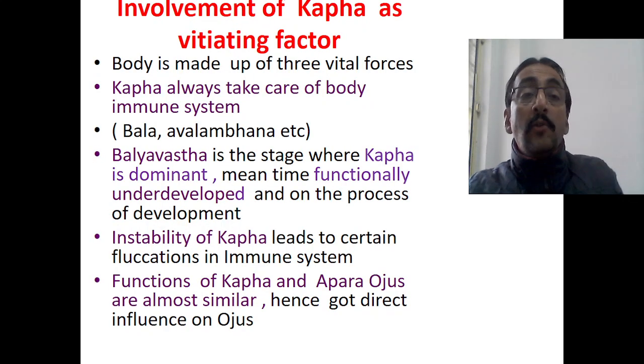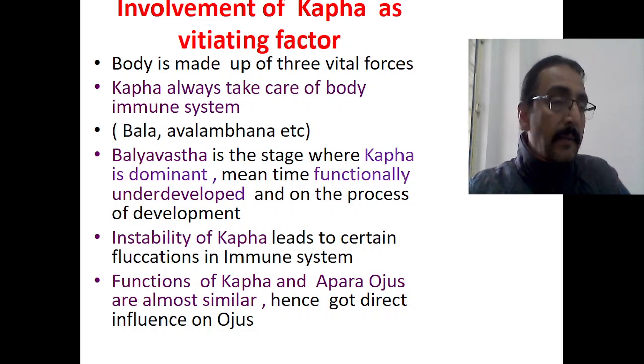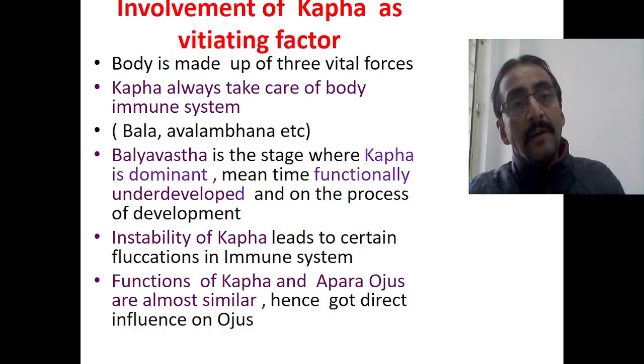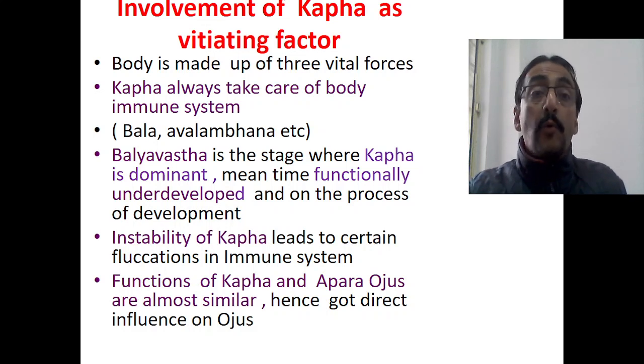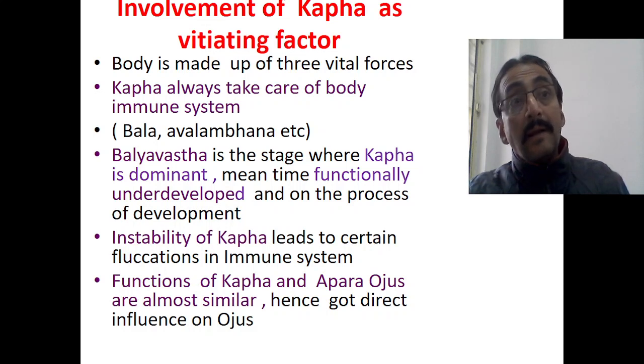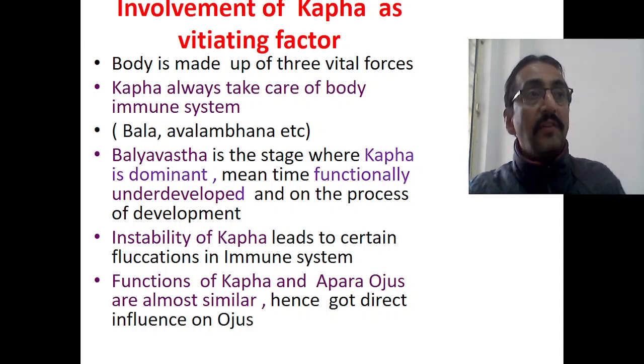Now, the involvement of kapha as a vitiating factor. Another important factor which maintains immunity in our body is kapha. The body is made up of three important vital forces, vata, pitta, and kapha, and kapha always takes care of the body's immune system. Stiratva, stairya, that is the function of kapha. It gives stability, so it is also called bala, and also called avalambanakara.